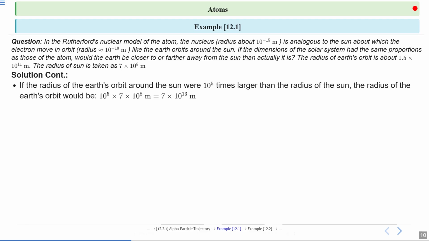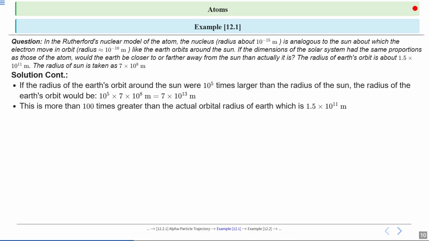Okay, so let's calculate what Earth's orbital radius would be if it were scaled up in the same way as the atom. In an atom, the electron's orbit is about 1 lakh times, or 10 to the power 5 times, larger than the nucleus. So if we multiply the sun's radius, 7 times 10 to the power 8 meters, by 10 to the power 5, we get 7 times 10 to the power 13 meters. This would be the new radius of Earth's orbit if the solar system had the same proportions as an atom.